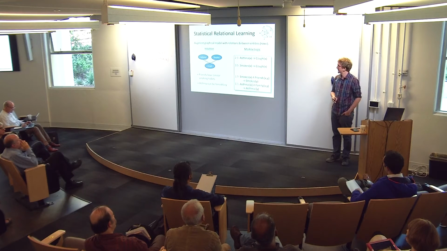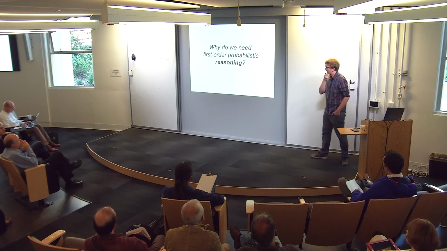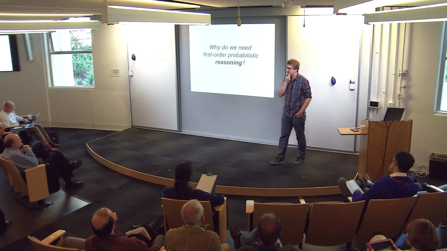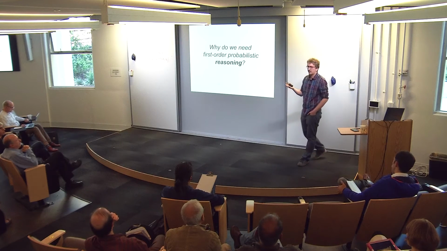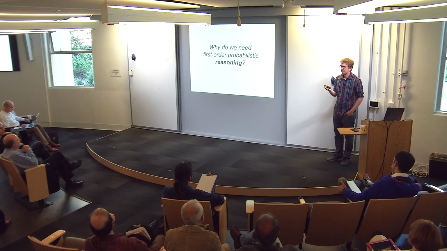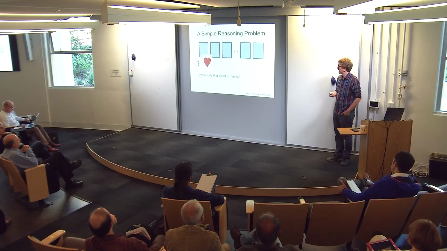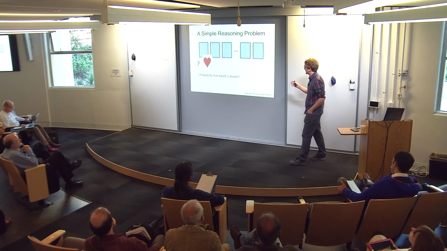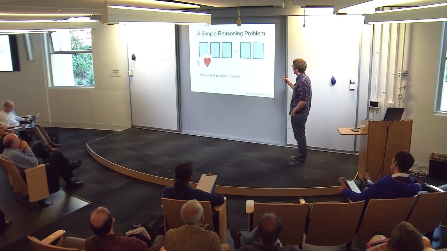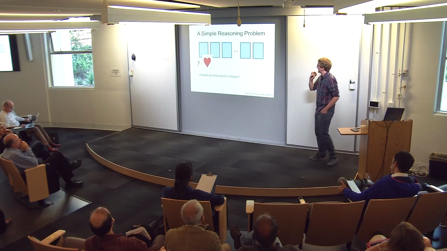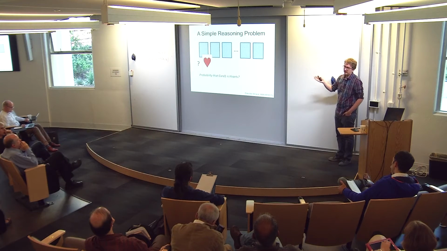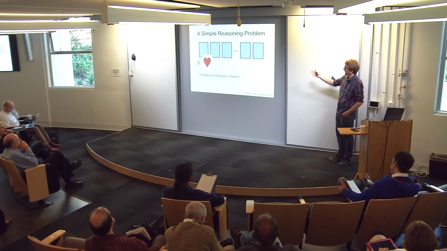So why do we need first-order probabilistic reasoning? Why do we need to have a special algorithm to do probabilistic reasoning for these relational representations? And here's a very simple example that shows you why we need this. And it's actually a system. So someone tried to use one of my probabilistic inference systems to solve this problem here.